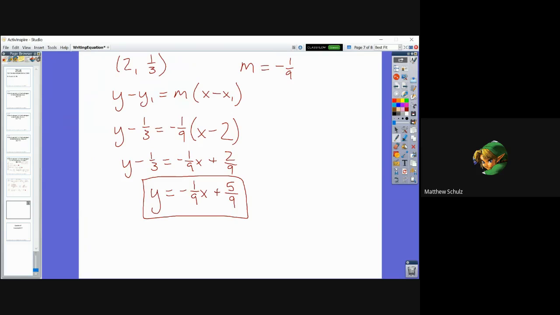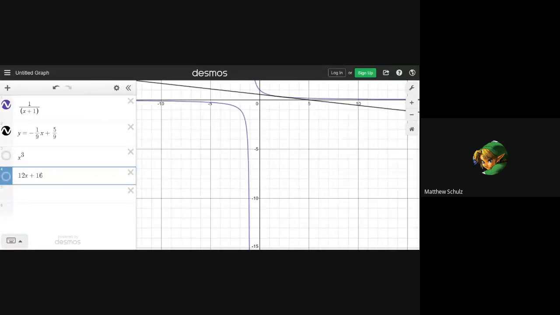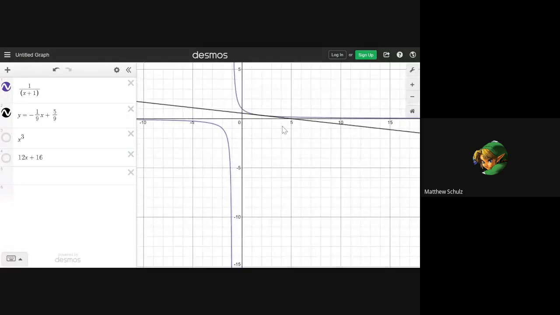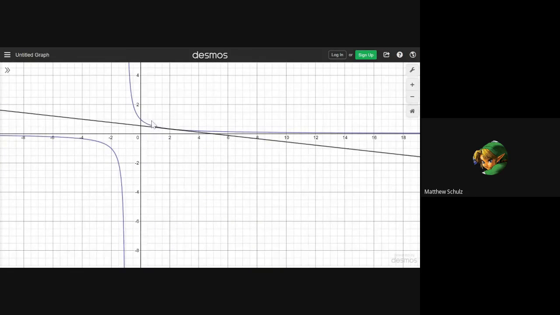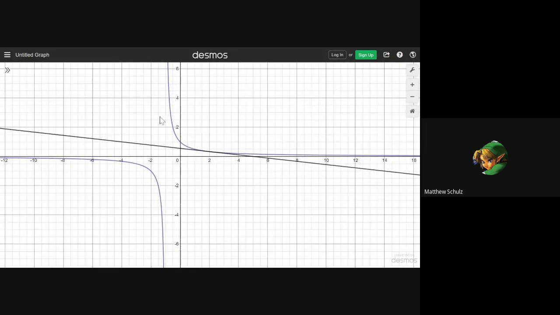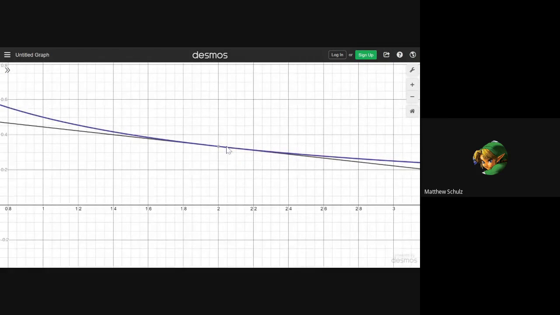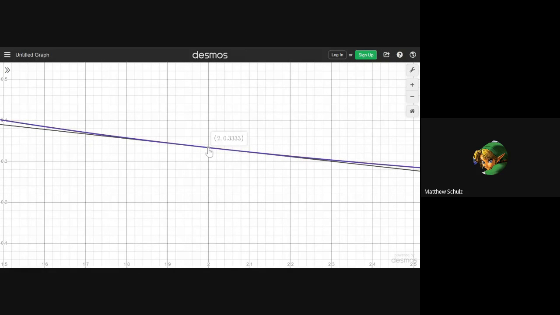And I'll show you what I mean here by giving you guys a visual. If you look at the screen that I'm sharing with you, let me see if I can make this a little bit bigger for you. All right, so if you look at the graph right here, look at how the purple function is your rational function. Here's your tangent line in black. There's that point 2, 1/3.